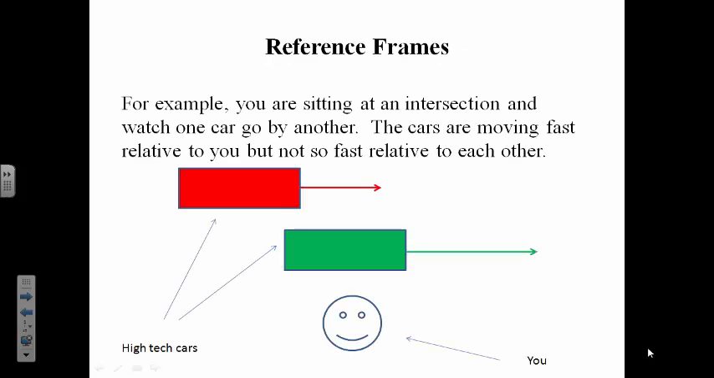So what we want to look at in this set of notes is motion in one dimension. In order for us to first think about motion in one dimension, we need to just review the idea of reference frames.